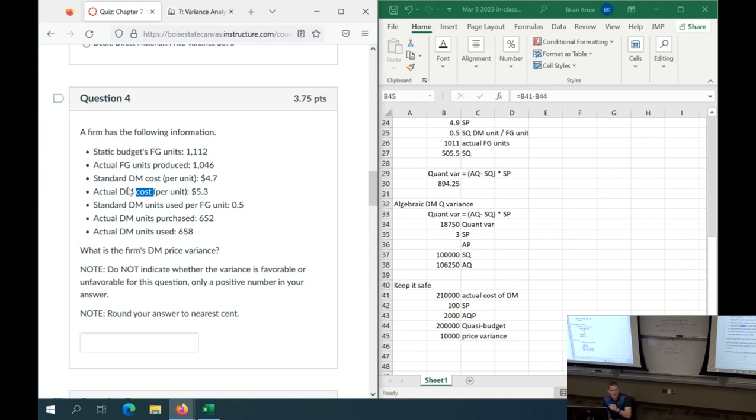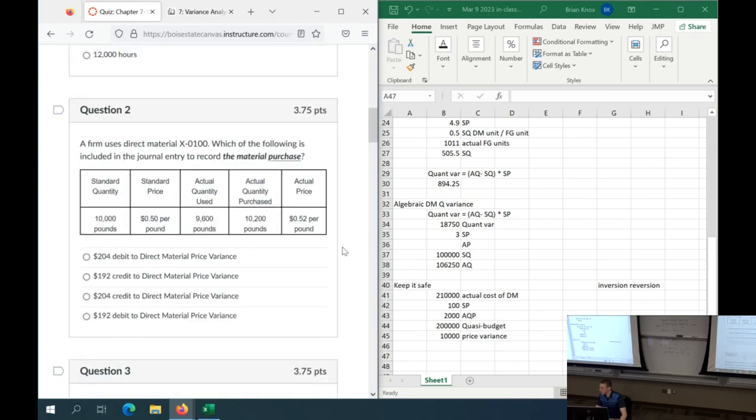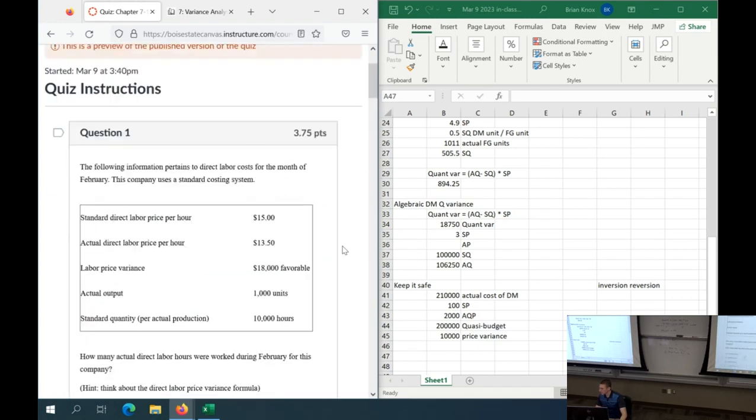Doesn't help you at all. Yeah, Joshua. Yes, sure. Did you have a question about this one? Okay, I'll write down inversion, reversion. If I forget, remind me. And we'll do direct labor quantity variance. We'll find a direct labor quantity one. Let's find a good direct labor quantity variance.